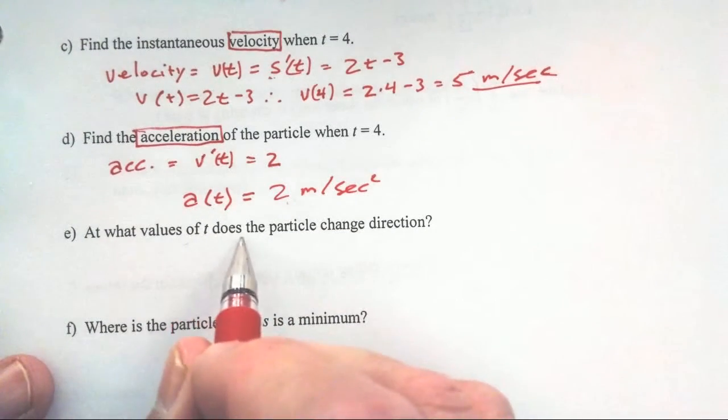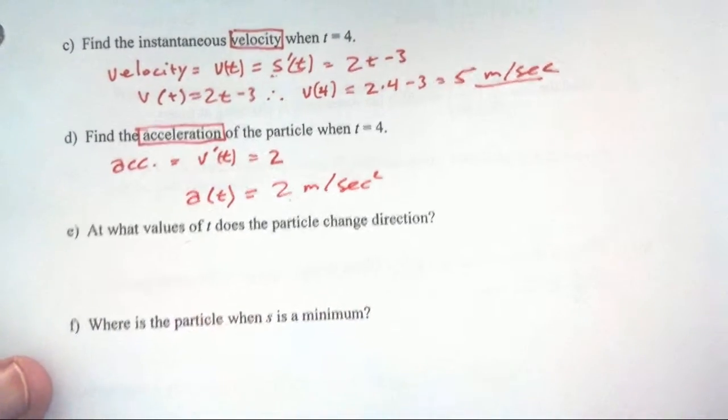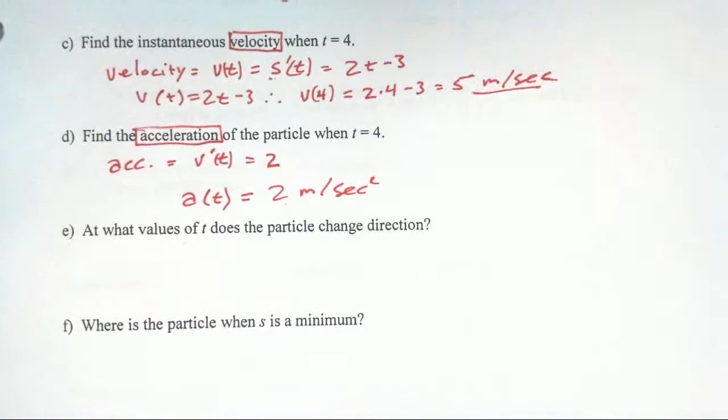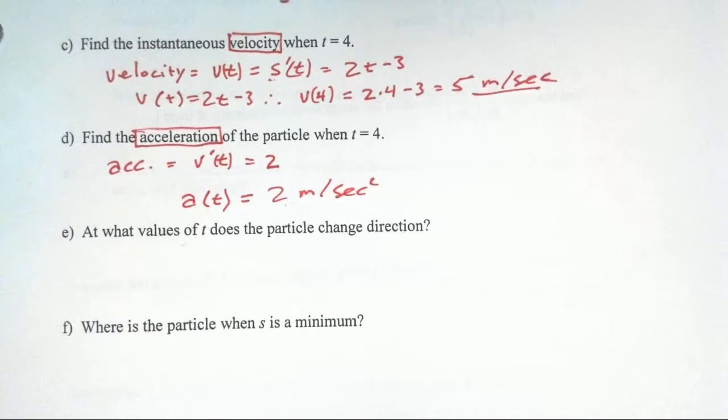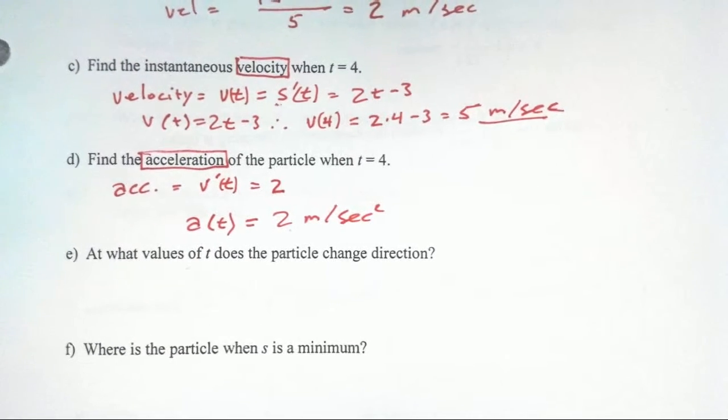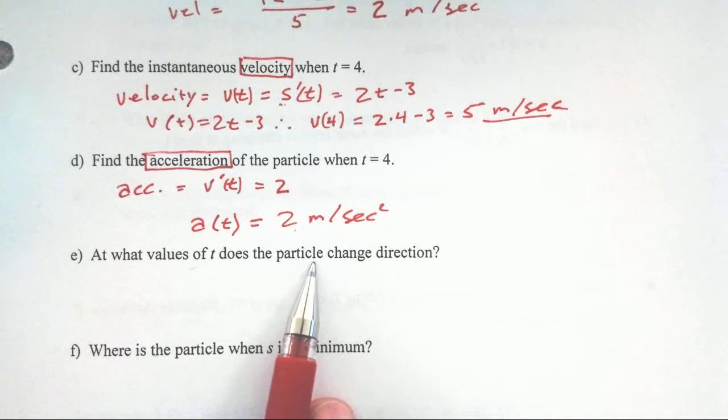At what value of t does the particle change direction? So now we have to interpret. When is it changing directions? Is it changing directions based on where it is, its position, based on its speed at a certain time, or based on its acceleration? Well, I would be really interested in when the velocity switches from positive to negative, because that is when it's changing directions.